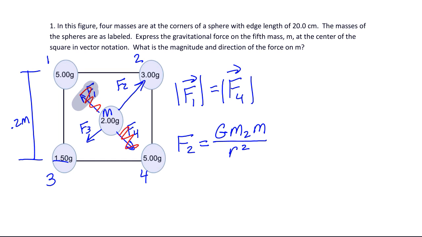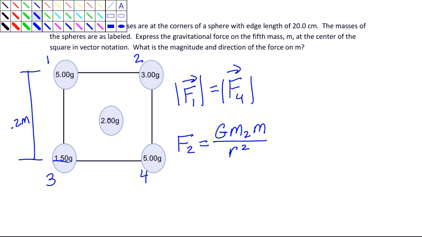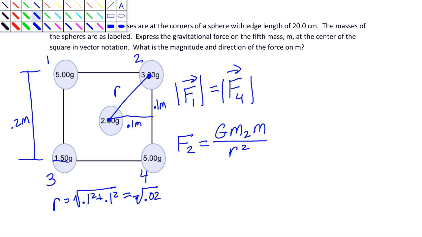So let's clean this up a little bit. And then I'll show you how to find that distance. So I want to know what is the distance from here up to here. I can draw a triangle here. And I know that this distance is 0.1 meters. This distance is 0.1 meters. And so r, which is this distance, will equal the square root of 0.1 squared plus 0.1 squared. Pythagorean theorem. And that's equal to the square root of 0.02, which is 0.14, but I'm just going to keep it like that for now. Okay, I'll show you why in just a second.